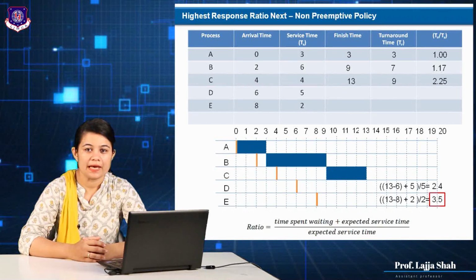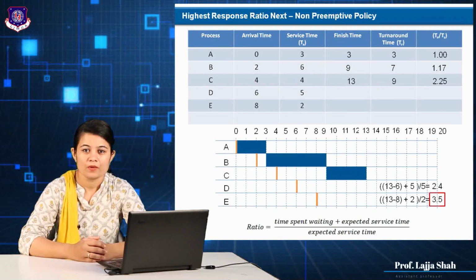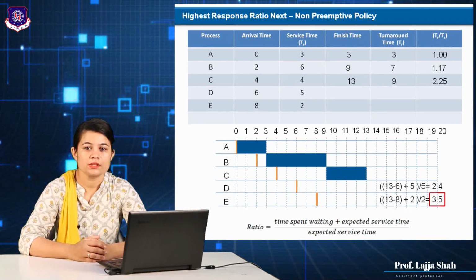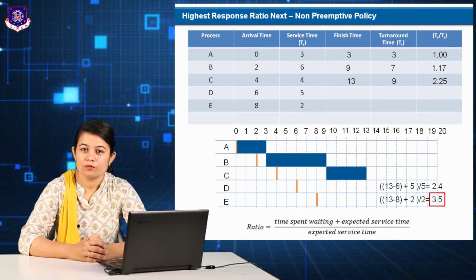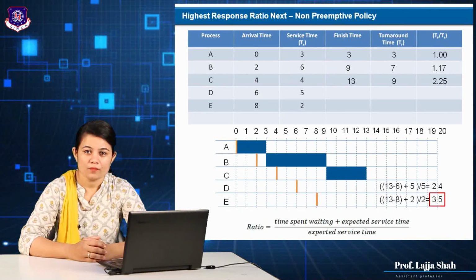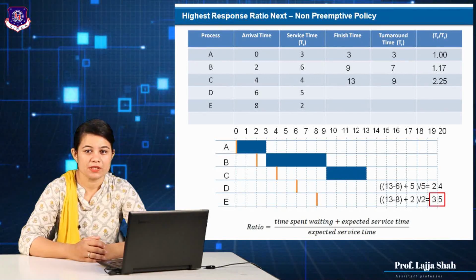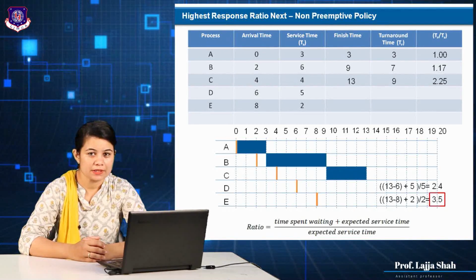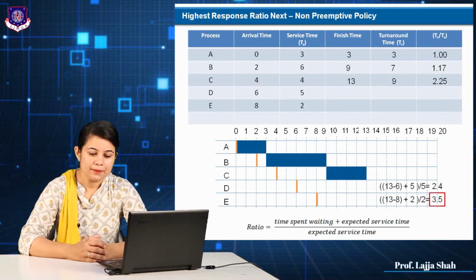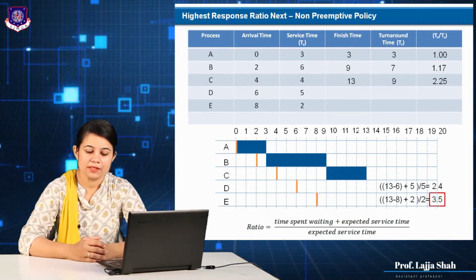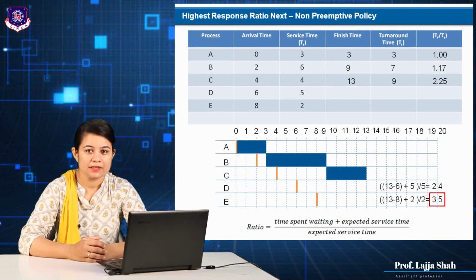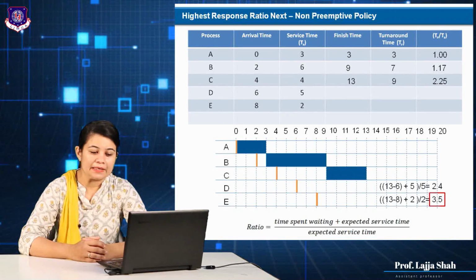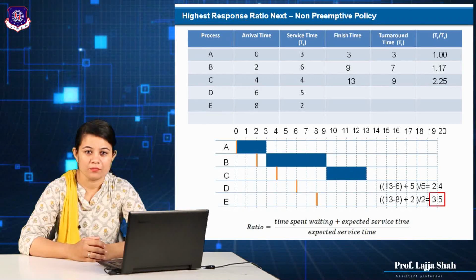Again, at this point we have two processes for the execution. To decide the next process, again the ratio of two processes will be calculated. Now the value of ratio will be changed because its waiting time will be changed. So let's see the ratio of two processes, D and E. For D, waiting time will be 13 minus 6, that is 7 seconds, and its service time is 5 seconds. So its ratio will be 2.4 and E's ratio will be 3.5.